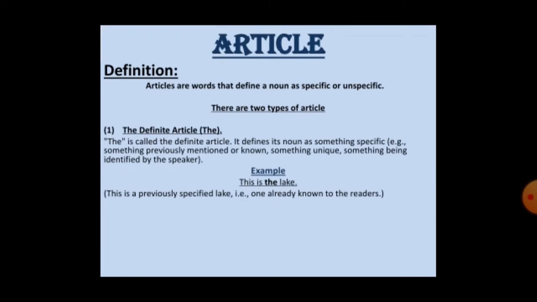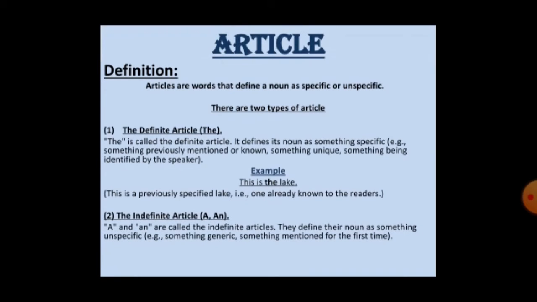So here the shows what? Specification, and after the there is something, there we add a phrase or a word which specifies this the word. Okay, and here comes the next kind, the indefinite article.